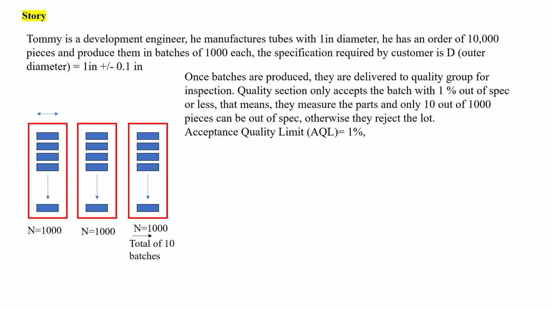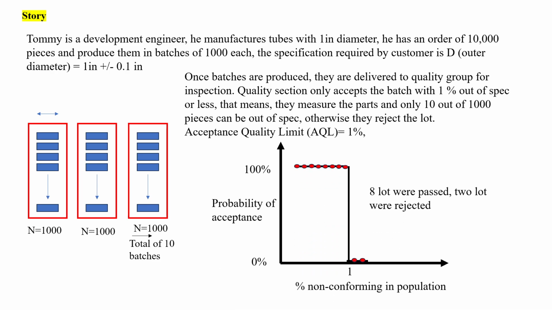When he produced all the batches, he would deliver them to quality, and quality would inspect the parts. The AQL is 1%. That means only 10 pieces out of 1,000 could be out of spec for that lot to be accepted. When they inspected all the parts, they noticed that 8 lots passed and 2 lots were rejected. So those 2 lots have more than 10 defective samples. And we can plot that graph here: 8 points on 100% and 2 points on 0.